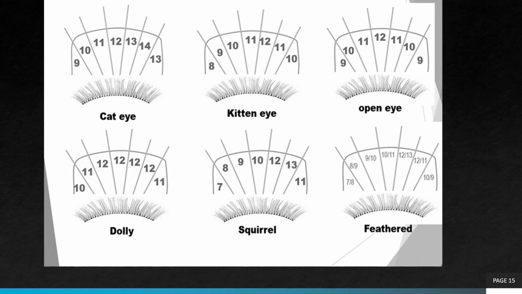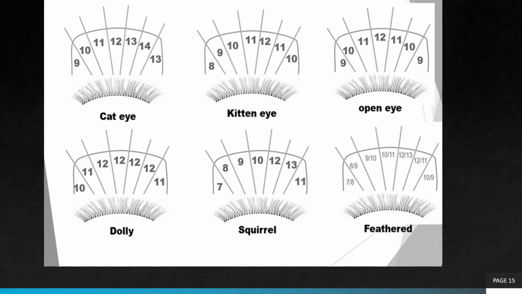This image showcases different eyelash extension styles that can be applied depending on the desired look and the client's eye shape. Here's an explanation of each style. The cat eye style gradually increases in length from the inner to the outer corners of the eye, creating a lifted, elongated effect. It's perfect for clients who want to achieve a more dramatic feline look. Kitten eye, similar to the cat eye, but with a softer transition in lengths. This style also extends the outer corners slightly, providing a subtle lift while maintaining a natural appearance.